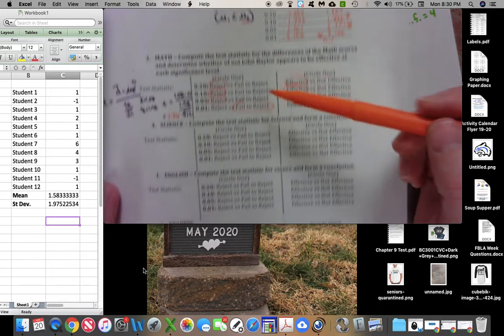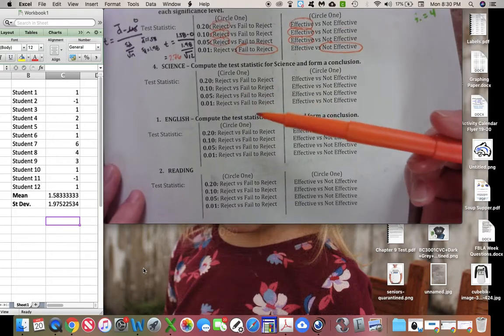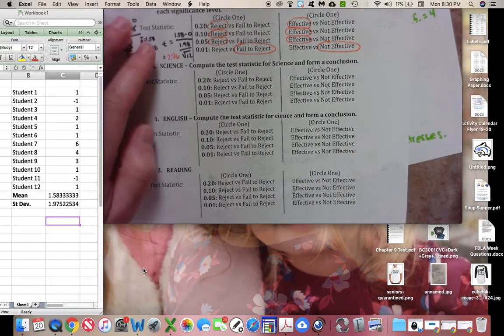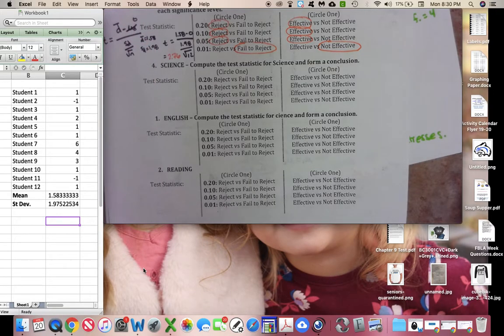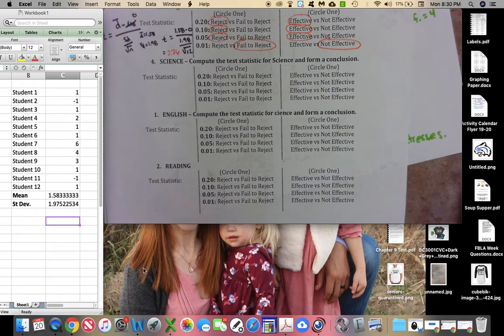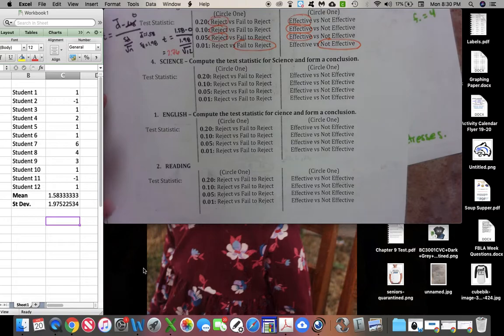So what I want you to do for homework, and then you'll send this in to me, is calculate your test statistic for each one of those, just like how we did up above here. You'll need to get the standard deviation and the mean from the front side, and then kind of fill these in to see, you know, was science effective? Was English considered effective? Did John Baylor do, you know, was it effective for reading?